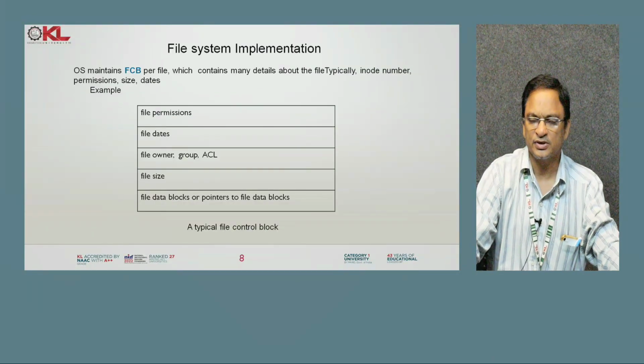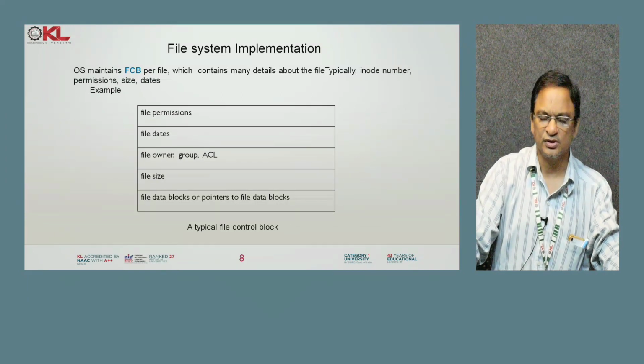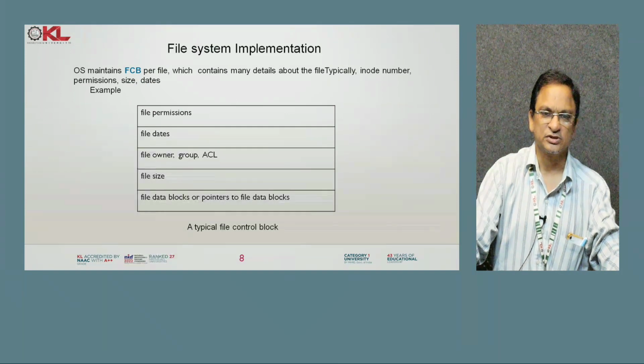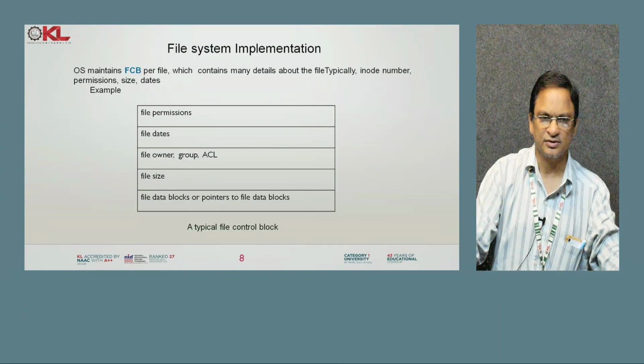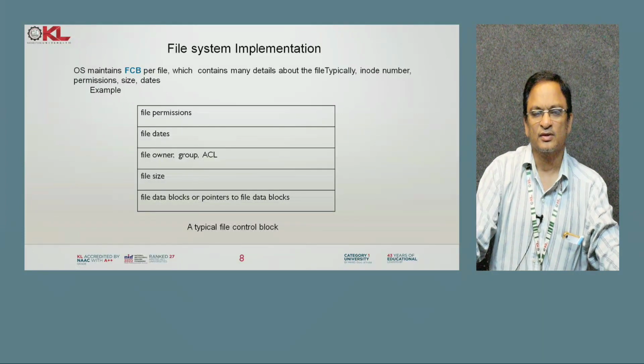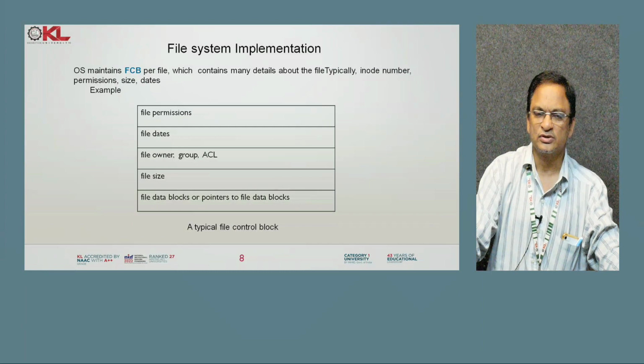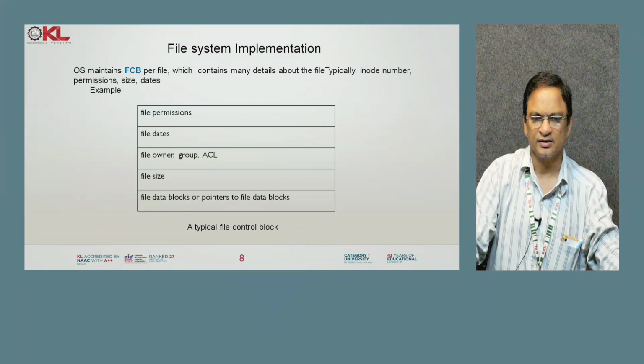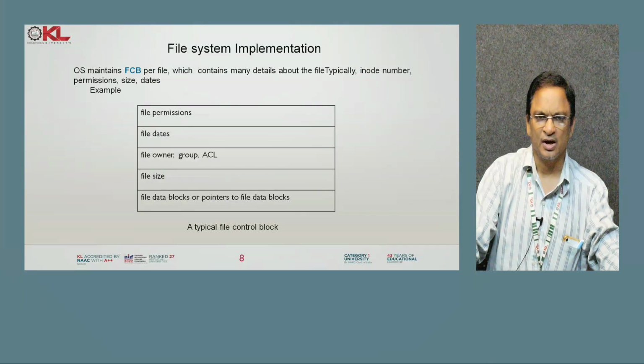And the file system implementation in any operating system will be done using the file control block per file, which contains many details about the file, typically the inode number and permissions, the size of the file and the dates on which it has been created, and the file owners and groups under which it has been created, and access control limits, as well as the file data blocks or the pointers to file data blocks, and everything will be written in the typical control block. And with the help of these, the file system implementation can be done through the logical file systems.